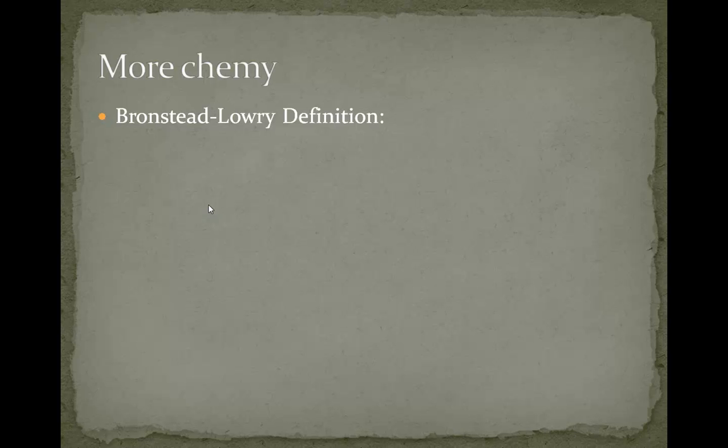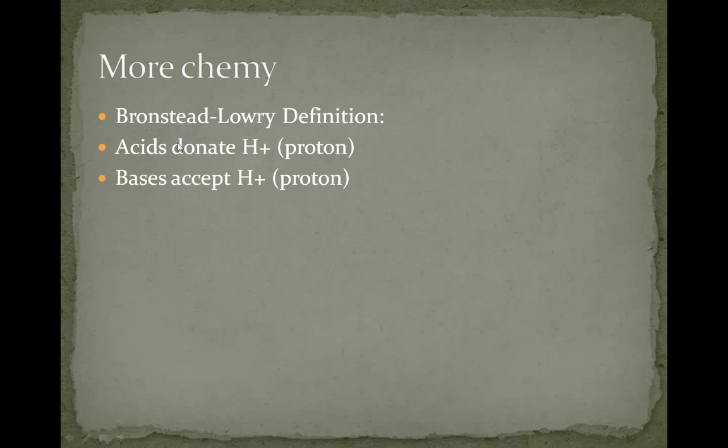Years went by, and we thought, that Arrhenius definition is nice, but it's not broad enough. We need to make it broader. So two chemists, Bronsted and Lowry, worked a lot with acids and bases and came up with a better definition. Acids will donate an H+, or a proton. Sometimes you'll see acids are proton donors, bases proton acceptors. H+, proton are the same thing. You need to remember that.